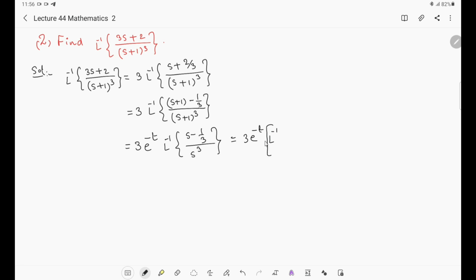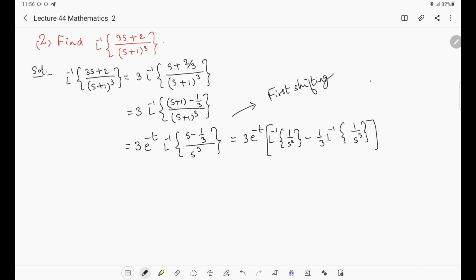s by s cube. Here s by s cube is 1 by s square. So 1 by s square we will get. Then this I have written from first shifting property, right, first shifting. Then second term is 1 by 3. So 1 by 3 will come. Then Laplace inverse of 1 by s cube.